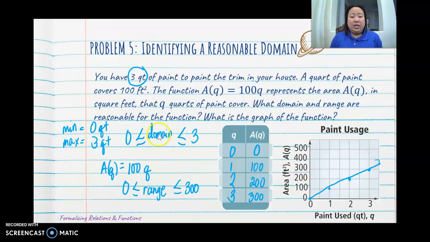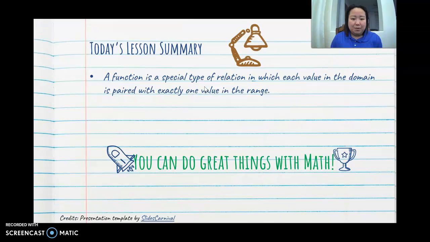That is how you can identify a reasonable domain. You have to always think of the context of the problem. Make sure you check what makes sense in the particular problem or situation that you are given. To summarize our lesson, a function is a special type of relation in which each value in the domain, our x value, is paired with exactly one value of y, or our range. Thank you.